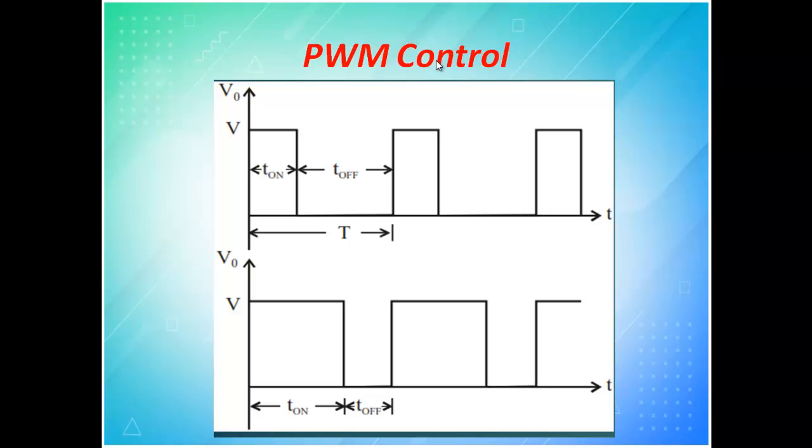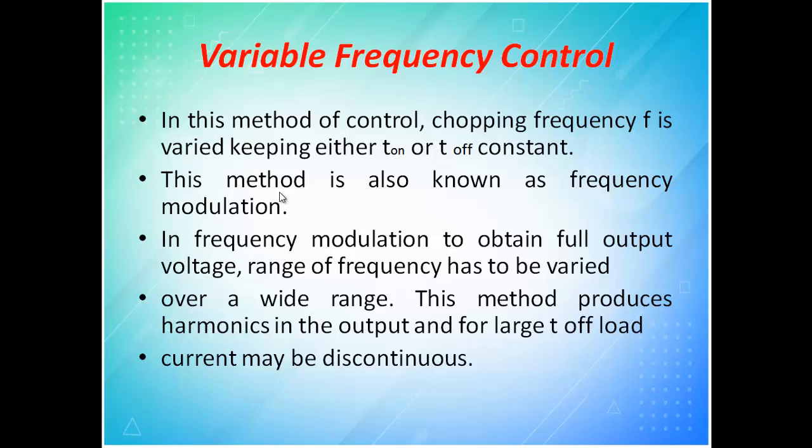So T is kept constant, only T on and T off can be varied. You can have either small T on or a little bit more T on. So only with respect to time of T on and T off. Next comes your variable frequency control.